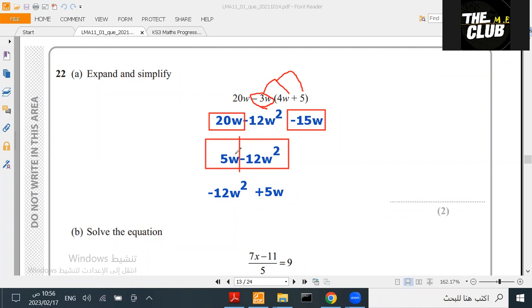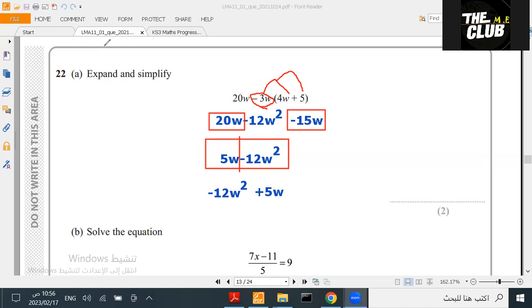Okay. Here I have like terms, which are 20W and minus 15W. So 20 minus 15 gives 5W. These two have a single W, but this one is W squared, so we can't work it with them. So I left this one as it is and brought it down here as it is. And this is the final answer for this question. If you want to switch them like this, then 20 is the one I give the negative. That's the idea for question 22A.